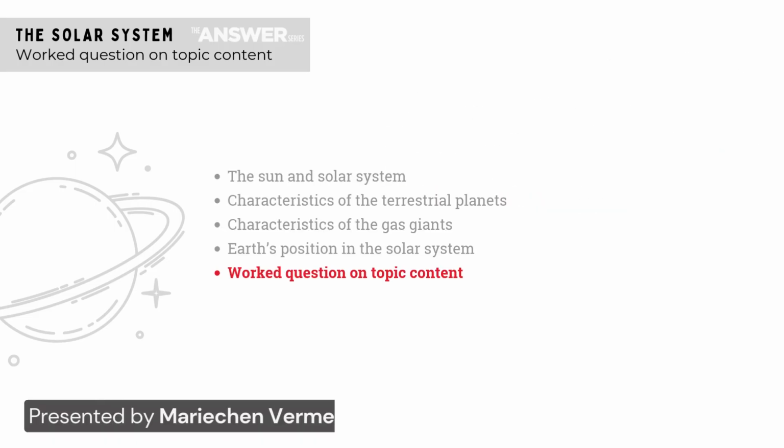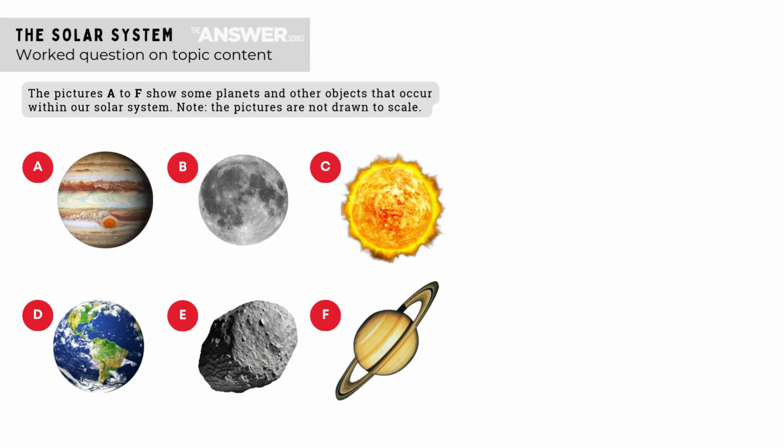In this video, we will practice what we have learned throughout this topic by working through an exam type question. The question says that the pictures A to F show some planets and other objects that occur within our solar system. And it's important to note that the pictures are not drawn to scale. This means that some of these objects might be larger or smaller as they're not represented in their exact size in these pictures. So we need to look at the observable characteristics of what is provided in order to identify what planets and what objects we are viewing.